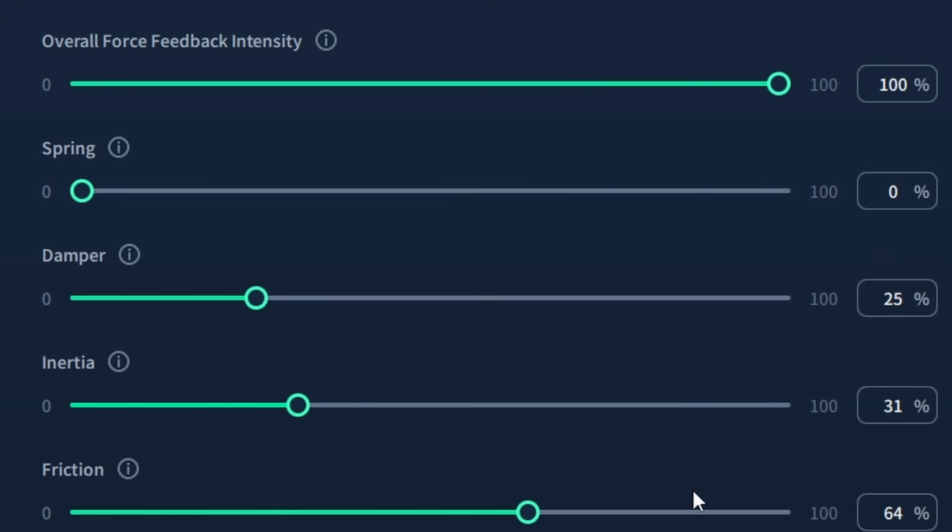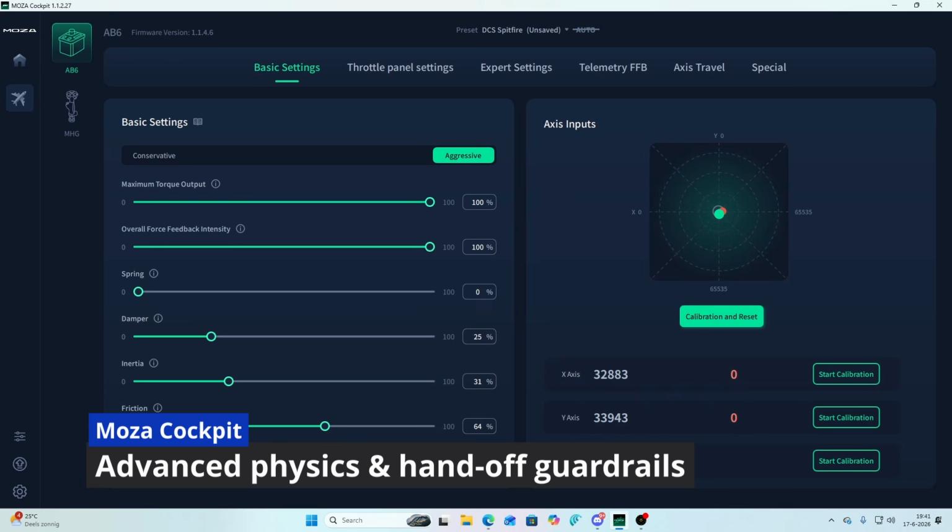Then we've got the friction. The friction adds a constant, uniform mechanical drag across the entire range of movement, completely independent of speed. For the Cessna 172, keep it minimal at 5 to 10% so you can make tiny, fluid microcorrections during the flare. For the Airbus A320, set it to 15 to 25% to give the side stick a premium hydraulic tightness that absorbs subtle hand tremors.